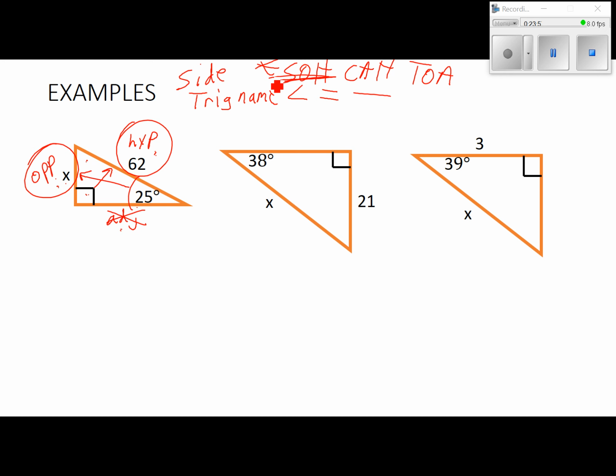So when we set up our equation, first thing we're going to write down is sin, the sine. So that's the trig name. Then we're going to put in the angle that we picked, which was 25 degrees, equals, then the ratio. Well, the SO part, sine, is opposite over hypotenuse. The opposite this time is x. The hypotenuse is 62. That's our equation.